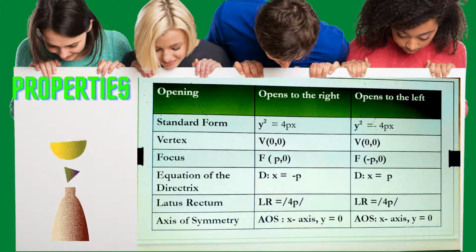If the parabola opens to the left, the standard form is given by y squared equals negative 4px. The vertex is at the point of origin. Coordinates of point F is (negative p, 0). Equation of the directrix, x equals p. The latus rectum is always equal to 4 times the focal length, and the AOS is the x-axis, which means y equals 0.